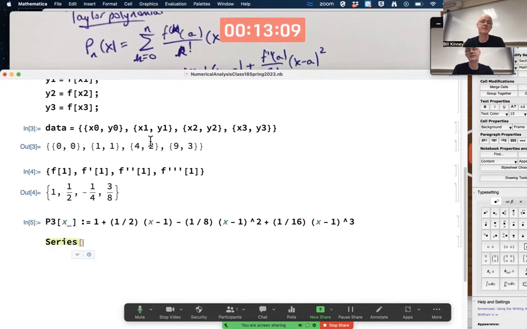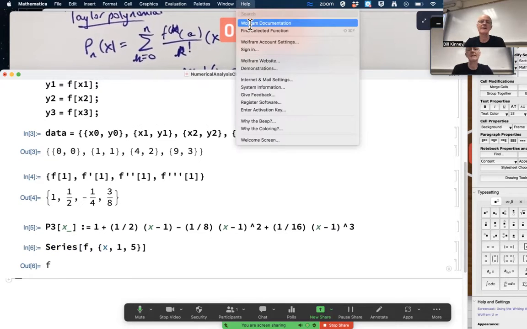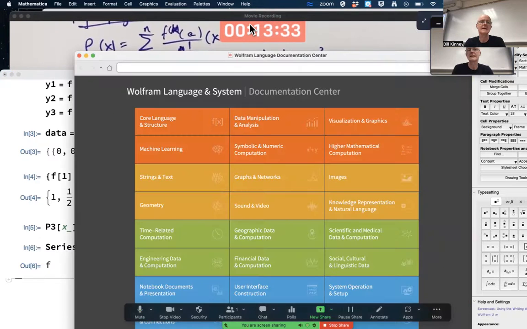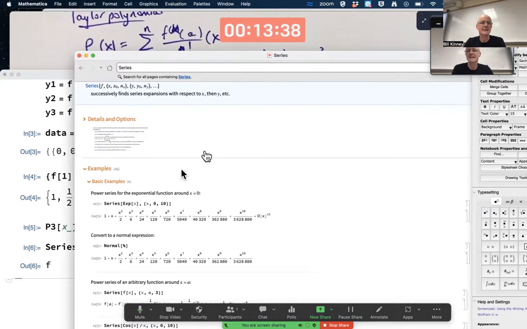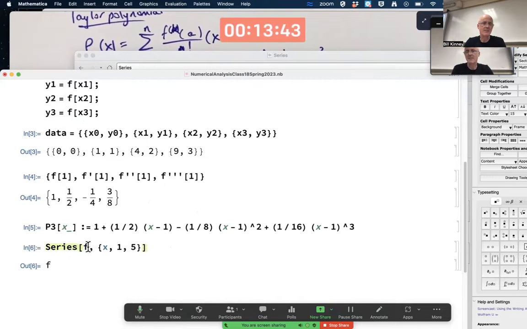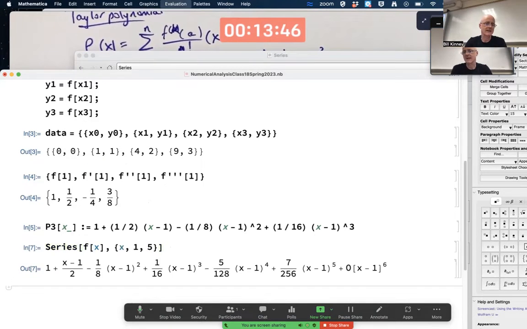You can check the answer with the built-in Mathematica function called Series. Let's see if I recall the syntax. I think you put the function name first, then a comma and a list. I think you specify the variable name next and where it's centered and maybe the number of terms. Let's try that. Nope, that's not the right syntax. Okay, so I need to use the help menu and look up Series in the Wolfram Documentation Center. I've got the wrong syntax, I guess. Look at an example. Oh, I probably need an f of x. Sometimes you just put the function name in, sometimes you put f of x in.